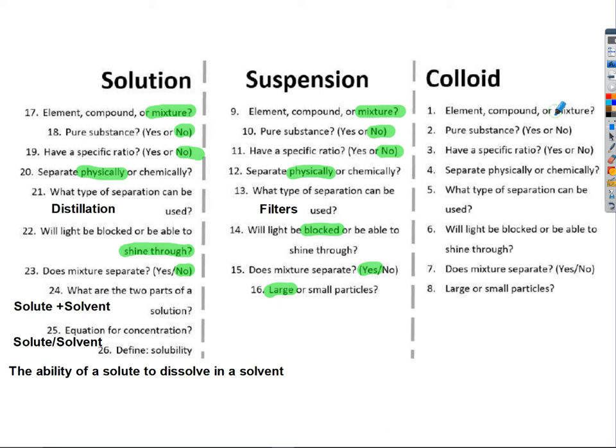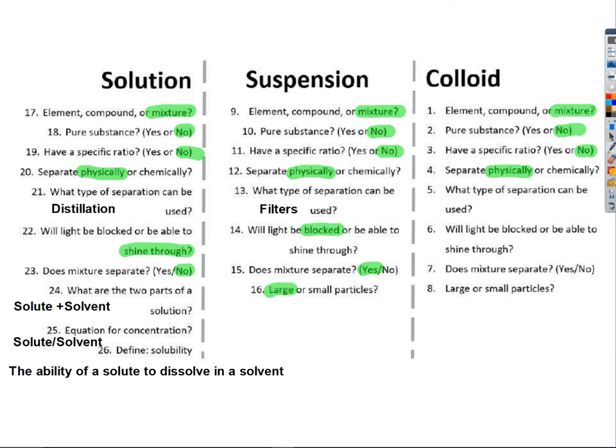And a colloid is still a mixture. It is not a pure substance. It does not have a specific ratio. It's separated physically. So right now what you should have noticed is that solutions, suspensions, and colloids are all mixtures. They're not pure substances. They all don't have a ratio, and they're all separated physically.